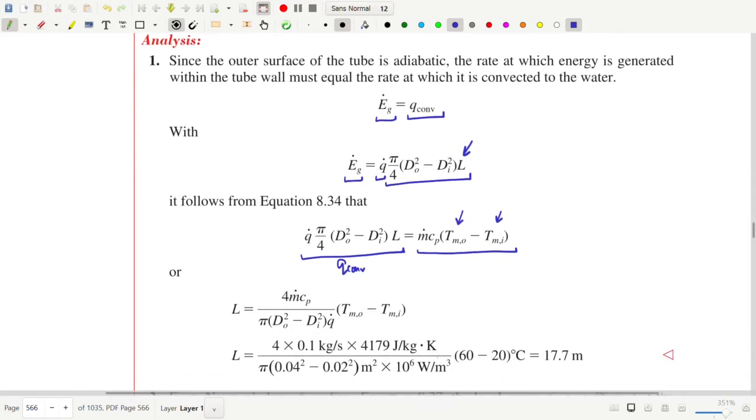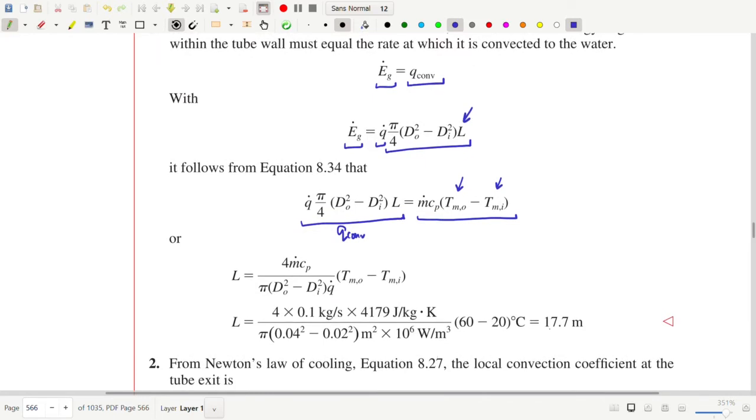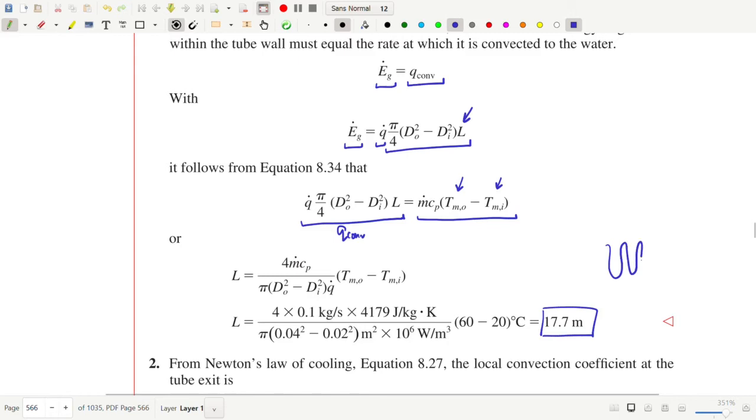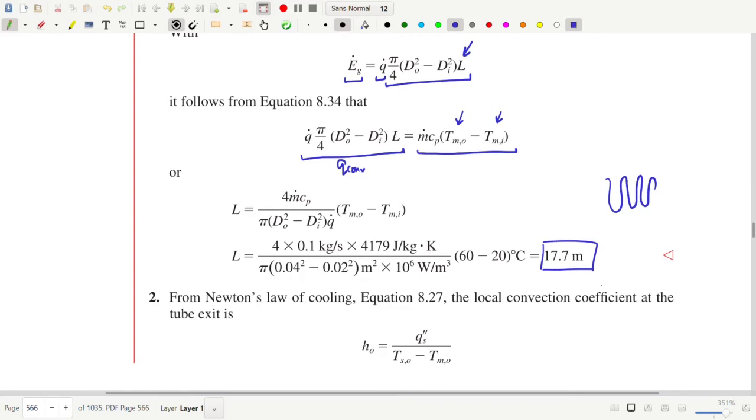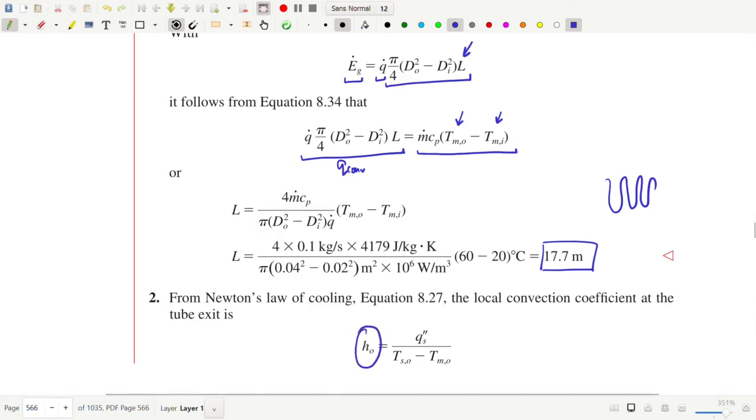So when we substitute the values here, we get a desired length of 17.7 meters. That is the pipe length. So you can see how long the pipe has to be. Of course, we won't keep it in a straight section. We'll have some sort of heating arrangement like this, so that we can take less space. We can also go in the third dimension, so that we can take the minimum amount of volume to embed this pipe. Okay, let's go to the second part of the problem, which was to find the heat transfer coefficient.